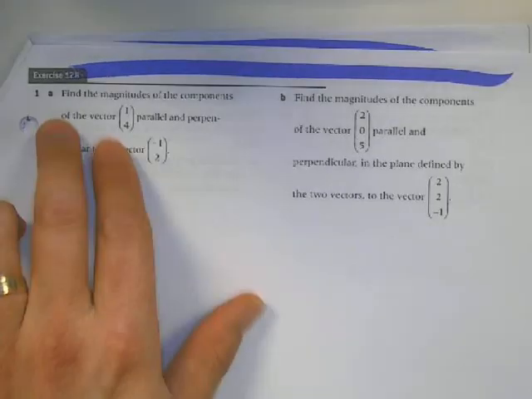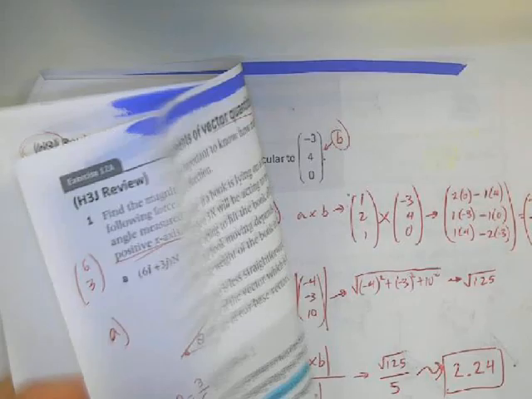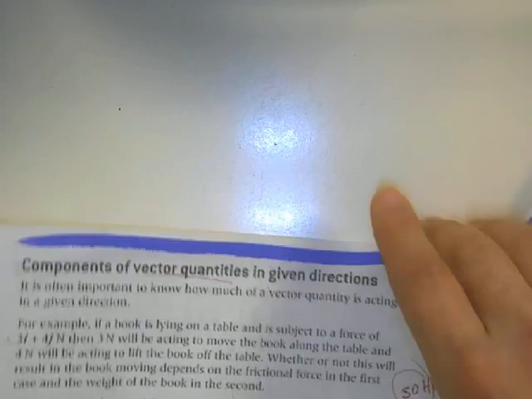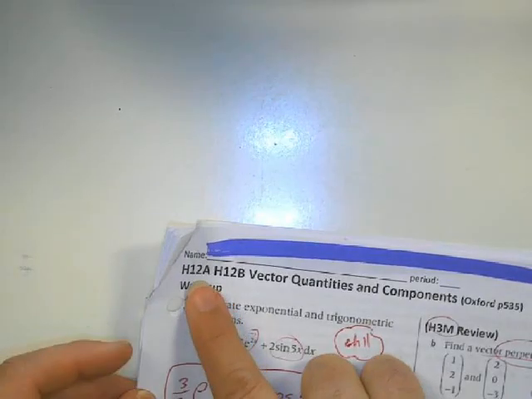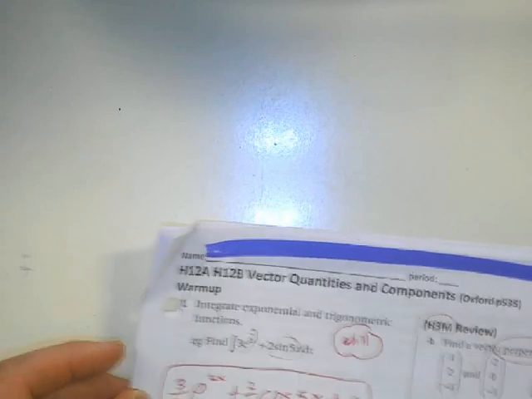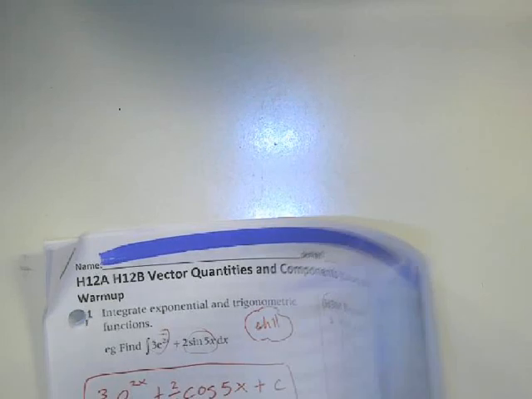Okay, we're going to finish up this recording. So right now we're doing the H12B. That is the next part of the H12A, H12B handout. The last part of this video that we're about to do is the example problems that you see right here.